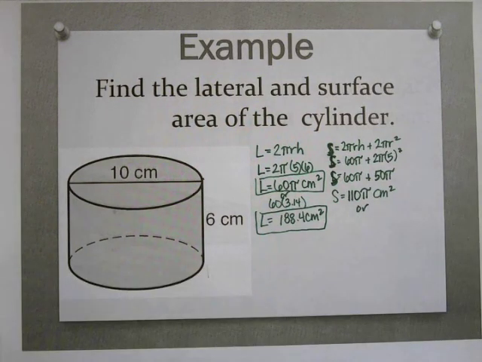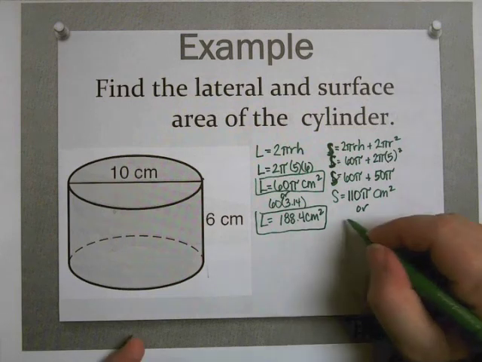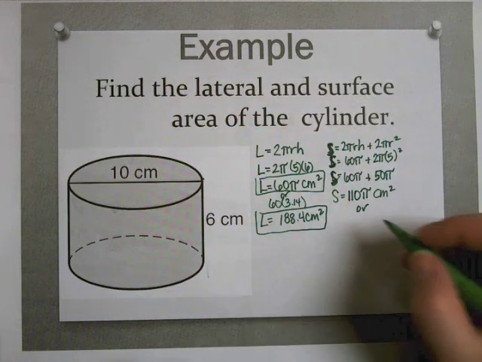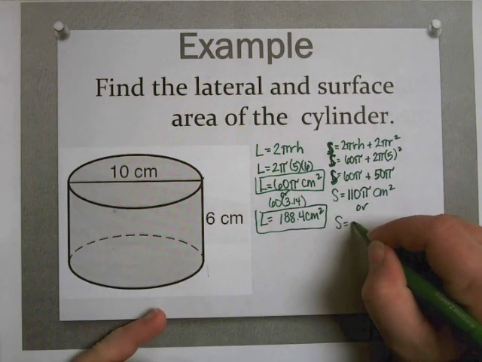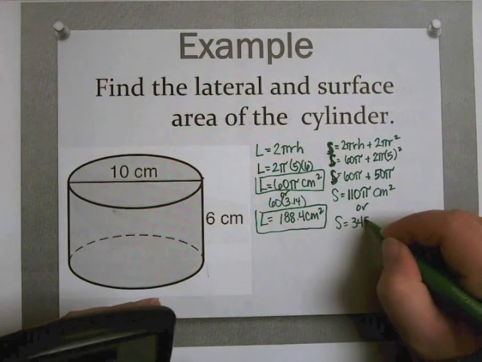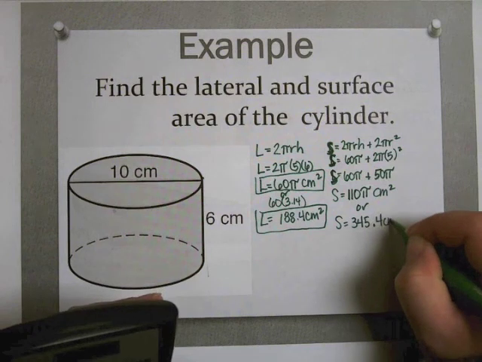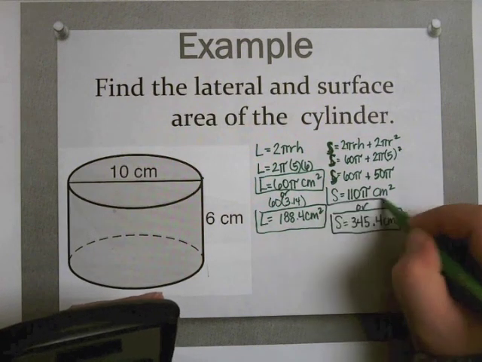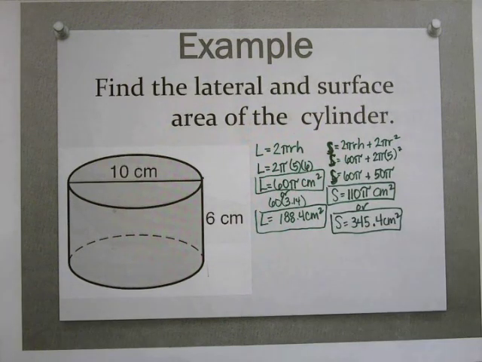Or, again, if they want it rounded, take 110 times 3.14, and we get our surface area is 345.4 centimeters squared. Again, either one of these answers work, just depends on what they ask you for in the direction.